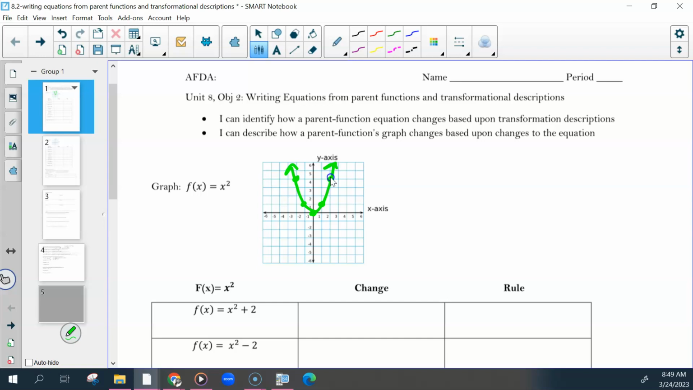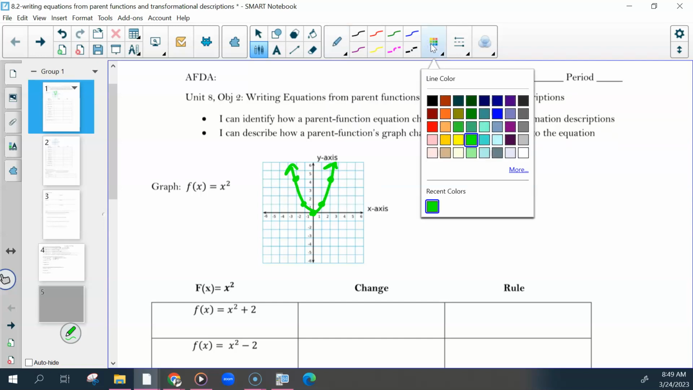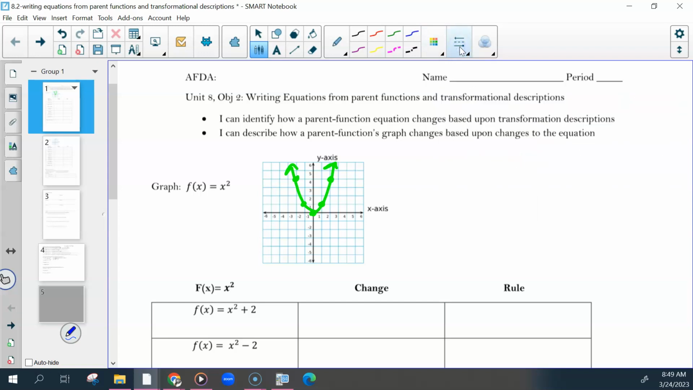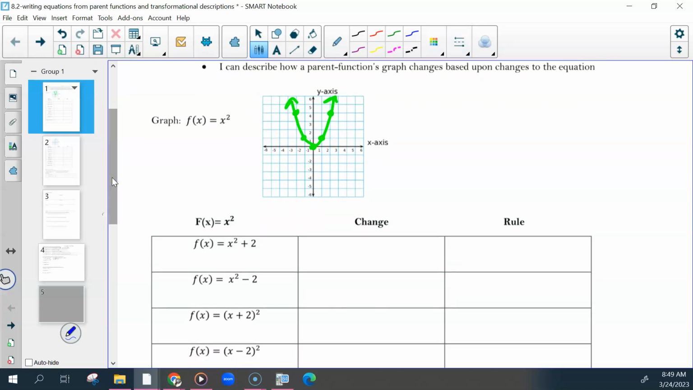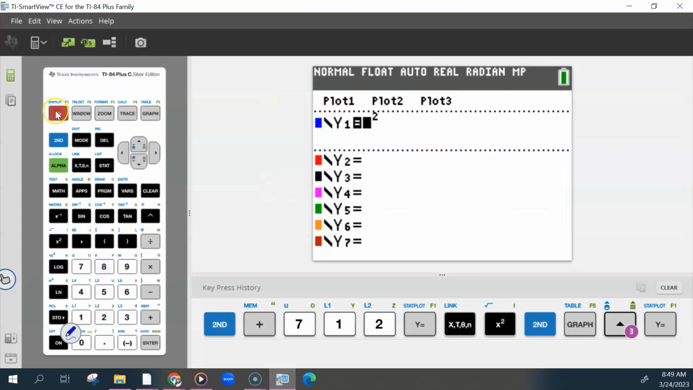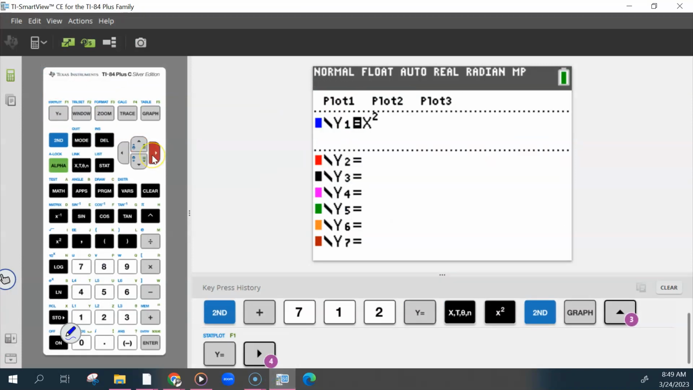So this is one of your parent functions. You'll learn a lot more in Algebra 2. If nothing else happens to it, if there isn't anything else attached to it, it's just x squared, it will always look like this. So your parent function is, if nothing else changes, what it looks like. So then we're going to take our parent function and apply different changes to it and see what happens. So in your calculator, add 2 to the end of it in y equals, and then you can graph it.